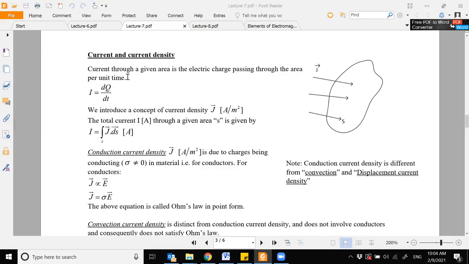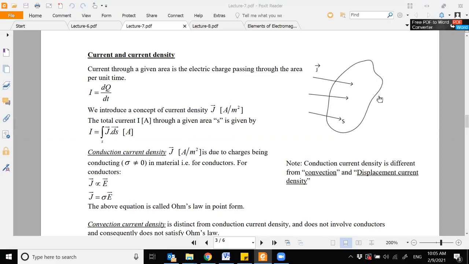So in electromagnetics, rather than working with current, we mostly work with current density. That's why we are introducing the concept of current density, J, which is ampere per meter square. That means you are normalizing the current with respect to the cross-sectional area. That is nothing but your current density.